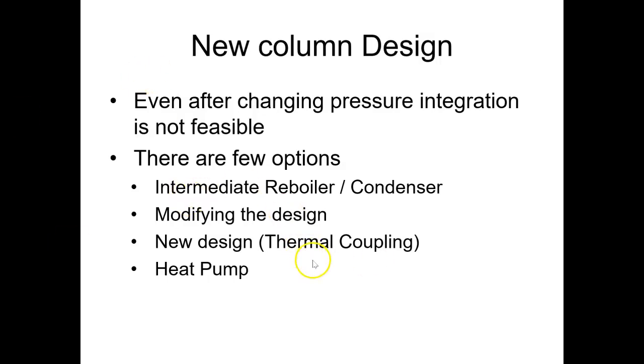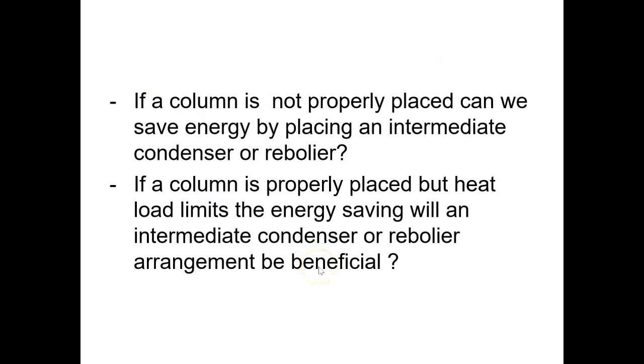So if I have, for example, a column which is not properly placed, then can we save energy by placing an intermediate condenser or reboiler? Naturally, when we put an intermediate reboiler or condenser, it will be at a temperature level which is different from the actual condenser and reboiler. An intermediate condenser is available to me at a higher temperature than the actual condenser, and an intermediate reboiler is available to me at a lower temperature than the actual reboiler. This will make use of energy which is available within the process, either above pinch or below pinch. So let us try and see that.